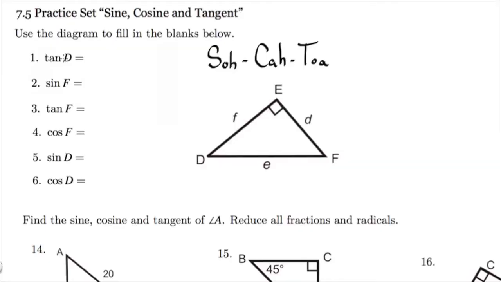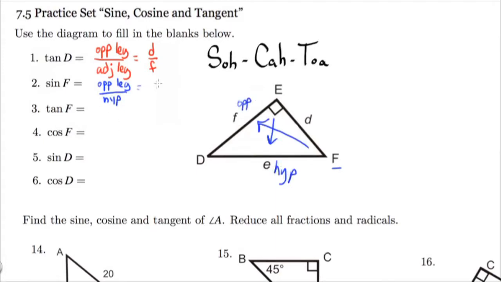Okay, so this is the 7.5 practice set from the CK12 geometry text. So we're going to use the diagram to fill in the blanks below. Number 1, tangent of D equals the opposite leg over the adjacent leg, which would be little d over little f. Sine of f is the opposite leg over the hypotenuse, which would be little f over little e.